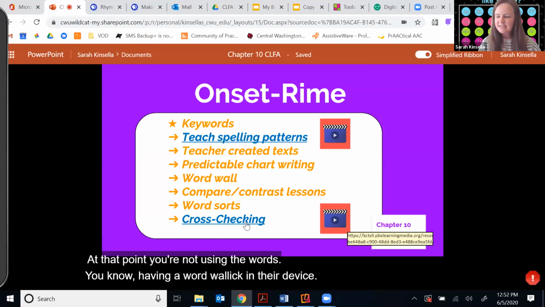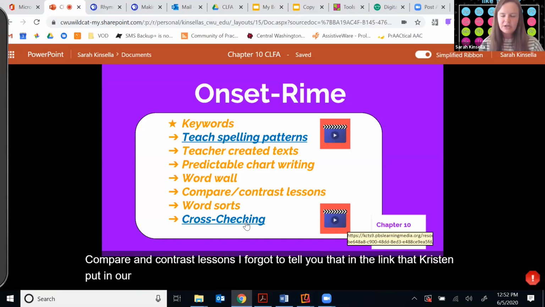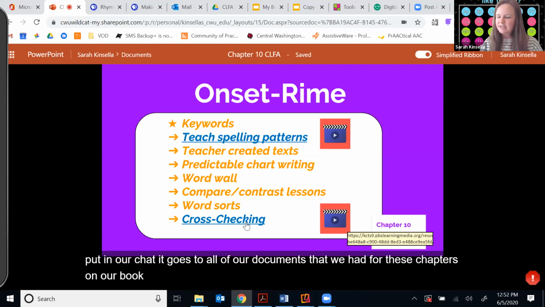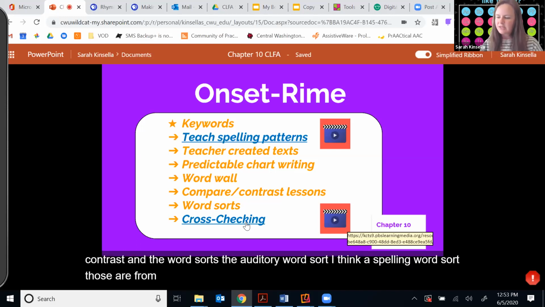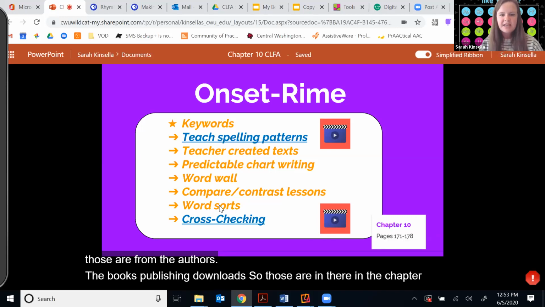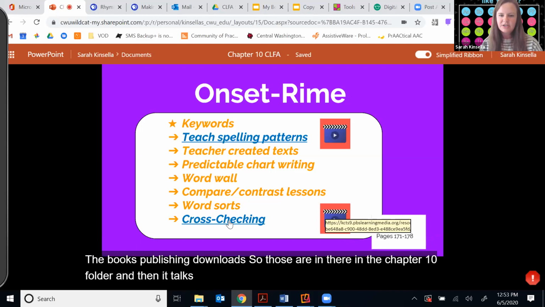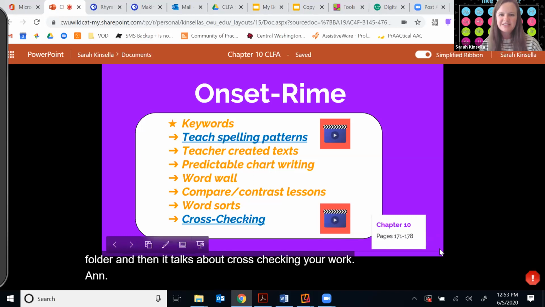Compare and contrast lessons, I forgot to tell you that in the link that Kristen put in our chat, it goes to all of our documents that we've had for these chapters on our book study. And then in that folder, there's examples of the compare and contrast and the word sorts, the auditory word sort, I think a spelling word sort, and those are from the authors, the Brookes Publishing downloads. So those are in there in a chapter 10 folder. And then it talks about cross-checking your work. And I'll just pause for a minute to see if, okay, thanks, Kristen.